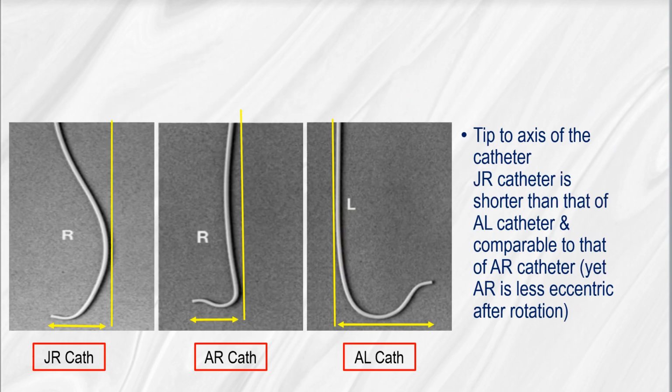The distance between the tip and the axis of the catheter in the Judkins right catheter is shorter than that of the Amplatz left and comparable to that of the Amplatz right catheter. Yet with Amplatz right, it is less eccentric after rotation. And this is the end of the video.